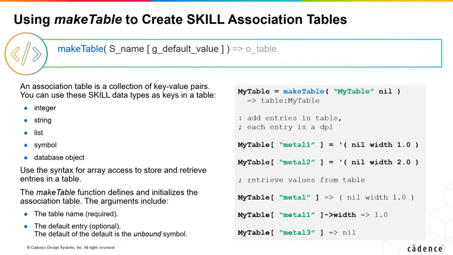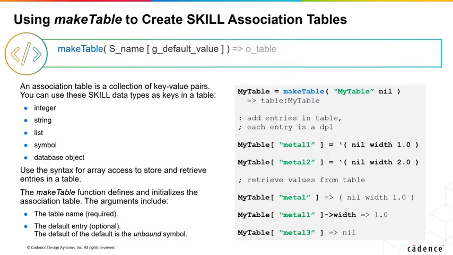Next, we want to look at association tables. An association table is a collection of key value pairs, and you can use pretty much any Skill data type as keys in the table. You can use integer, string, list, symbol, or database objects. So they can be the key into the table. And then what we would use is the syntax for array access to store and retrieve entries.